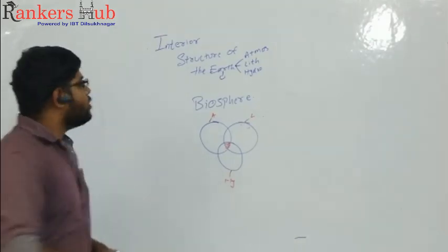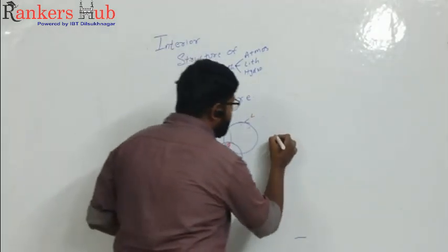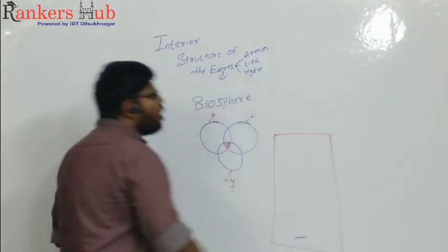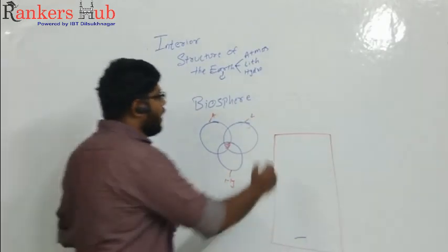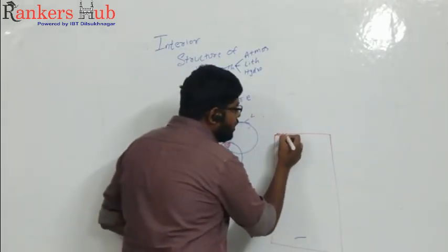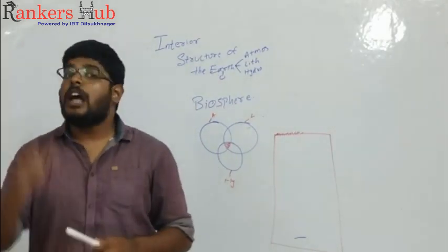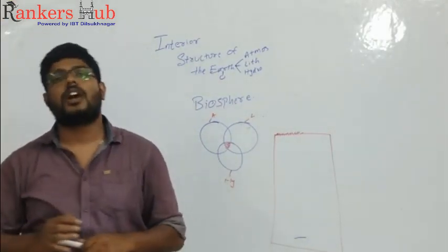On the lithosphere, where is there life? For example, if we take this as the interior, this as the block of the Earth, where is the life? Life is present only on the surface of the Earth. Beyond the surface of the Earth we do not have life, and above the surface of the Earth we do not have life.